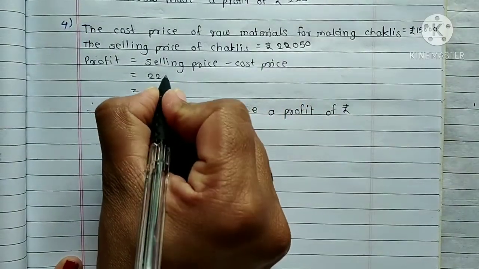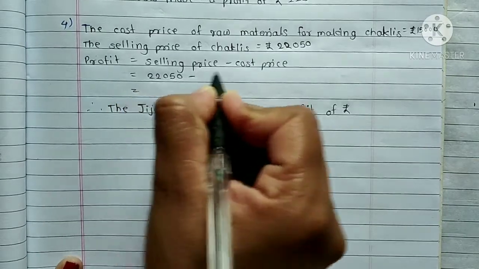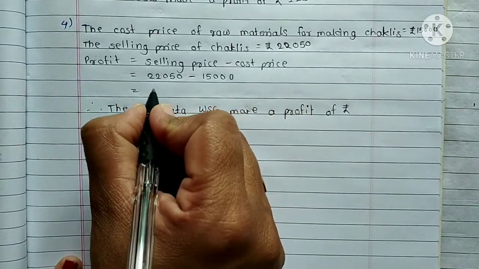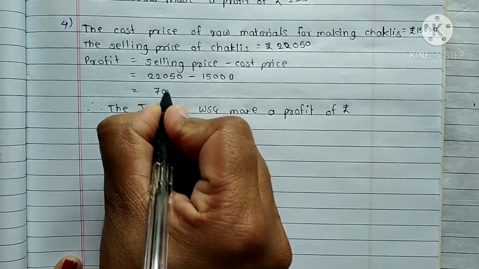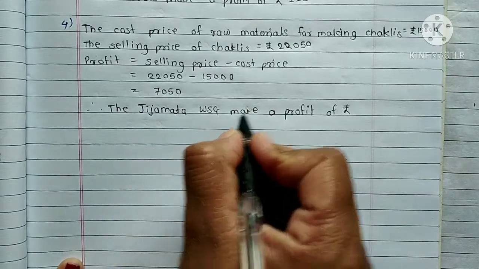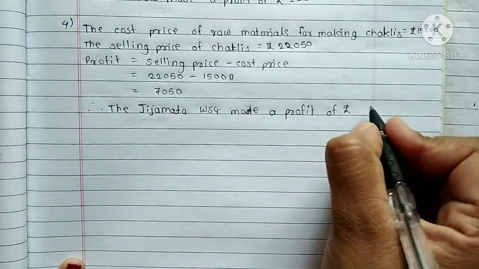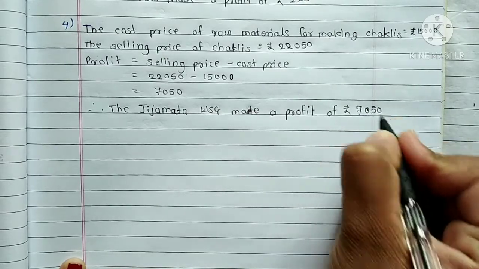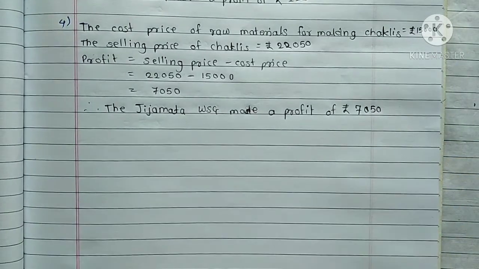So here write down selling price minus cost price, 15,000. After subtraction you get 7,050. Therefore the Jijamata WSG made a profit of rupees 7,050. Okay, now see next example.